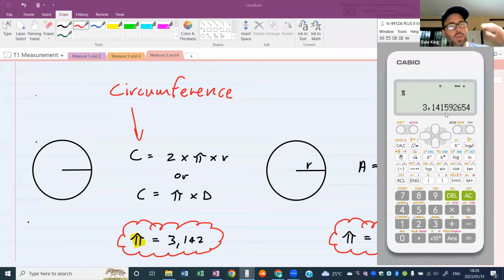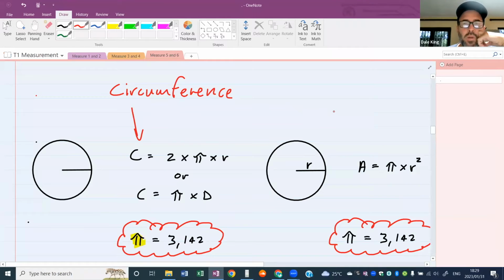If the question doesn't give you pi, it should tell you what to do. If it doesn't, you can use the calculator pi. But 3 decimal places is pretty safe when you're doing calculations in math literacy.